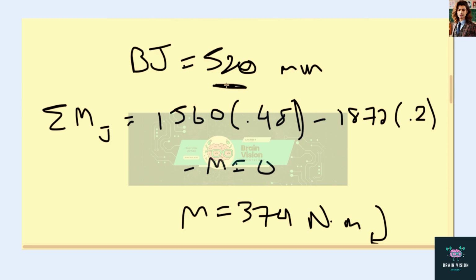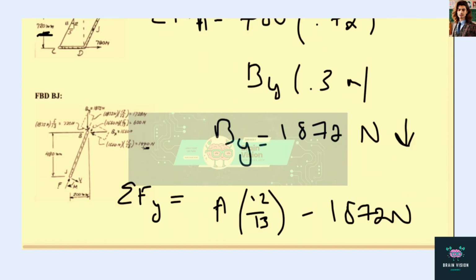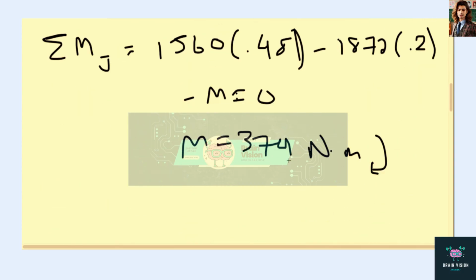There's an alternative approach. If you want to use this BJ equals 520 value, you say that the 1440 and the 720 are the ones that cause the moments, and so then the distance is just this way, which is the 0.52. But regardless, you should get the same answer of 374 Newton meters in the clockwise direction.